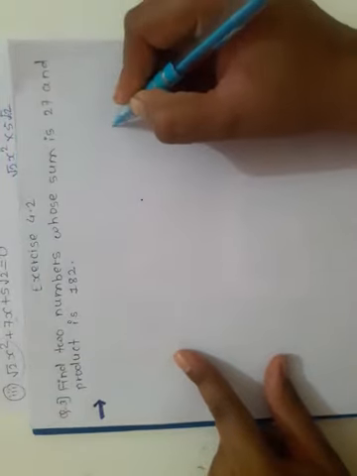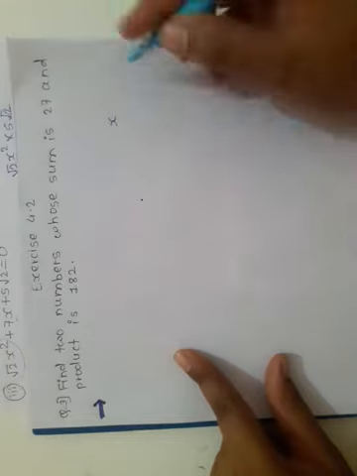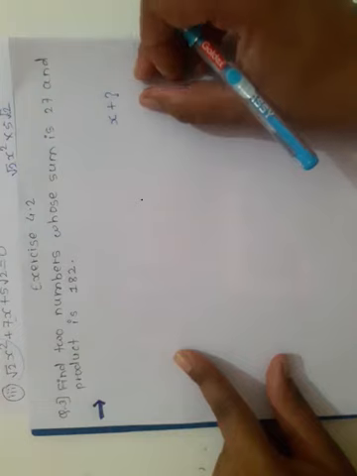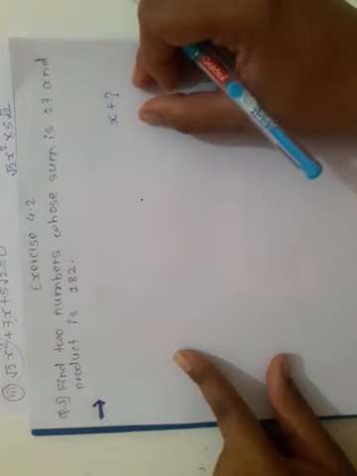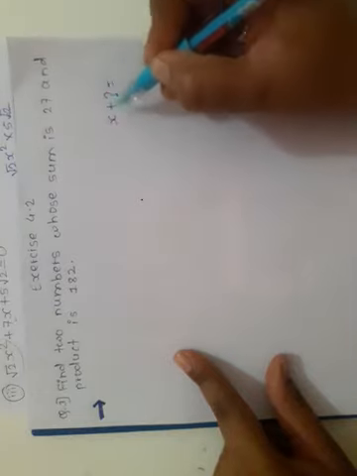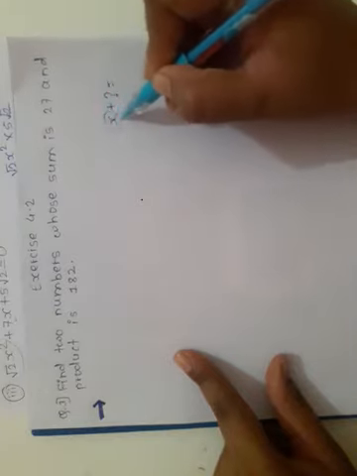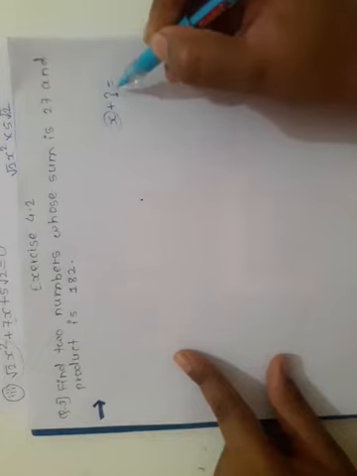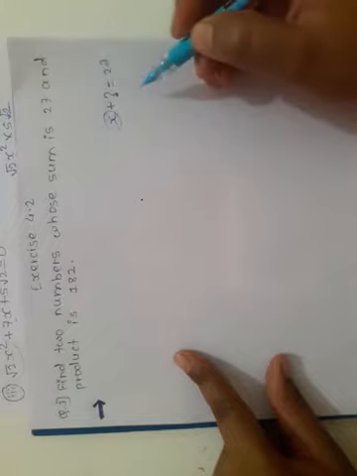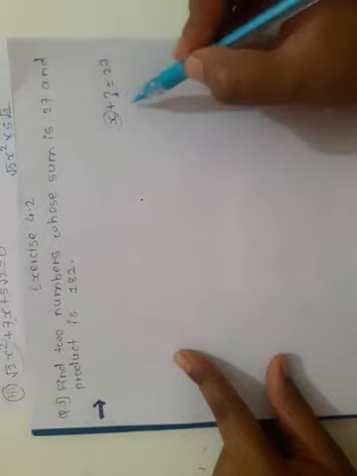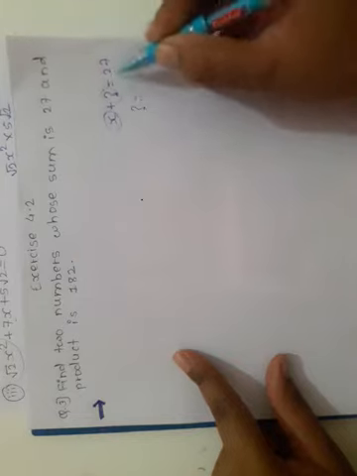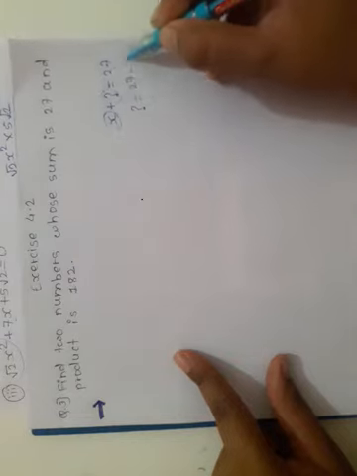Suppose that the first number is x. Then another number we cannot suppose as y, because our quadratic equation is only in one variable. So our other number is again in the form of x. If our first number is x, then we have to find the second number, but the addition of these two numbers is 27, given to us. So how can we find the other number? Obviously it is 27 minus x.